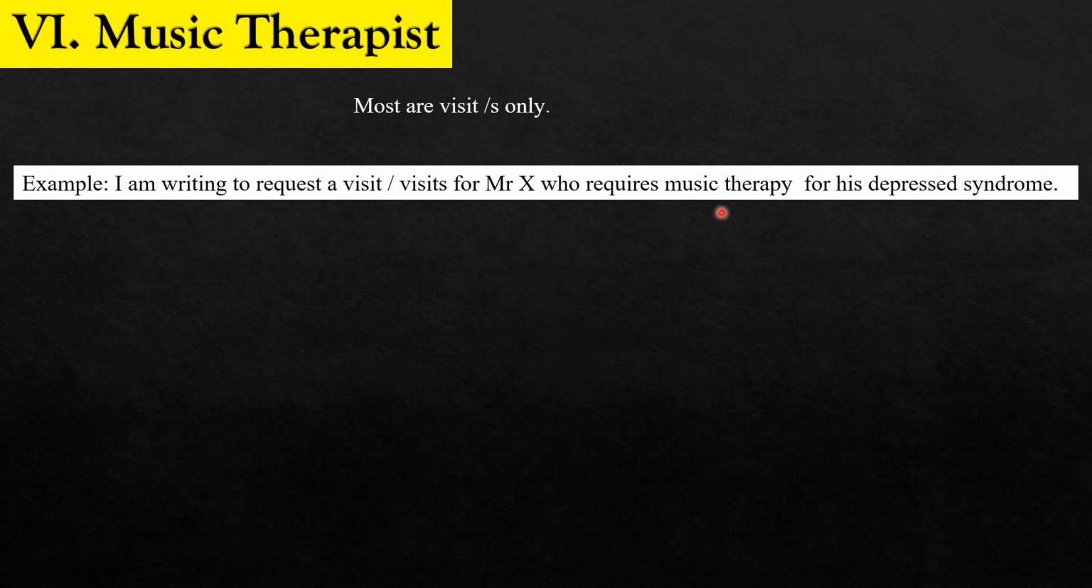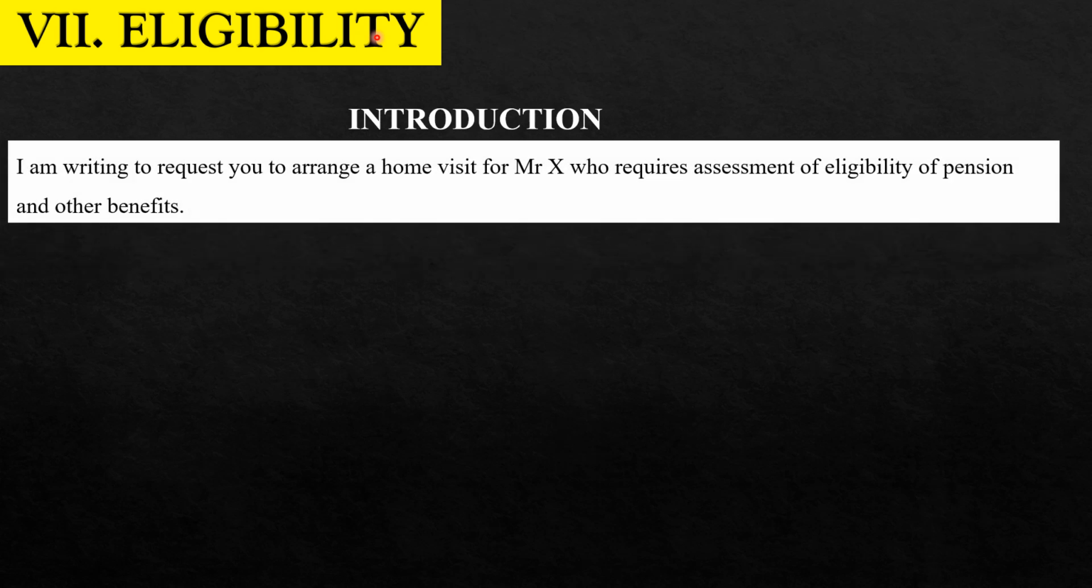Visit for Mr. X who requires music therapy for depressive syndrome. Like this you can write. And this often comes in the exam, and many are having trouble with how to write the eligibility letter. Don't worry, I will teach you full-length letter writing in further videos, but for the time being I'm going to teach only the introduction part. In the introduction you can write: I'm writing to request you to arrange a home visit, because eligibility mostly will be for old age or retired persons, when they are finding difficulties, not able to cooperate, and we are being asked to inform them regarding those benefits.